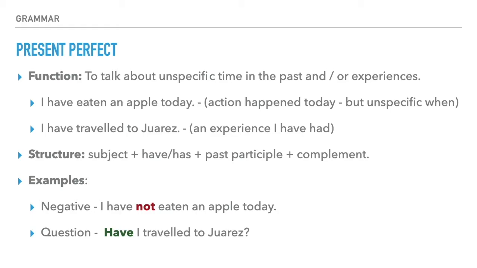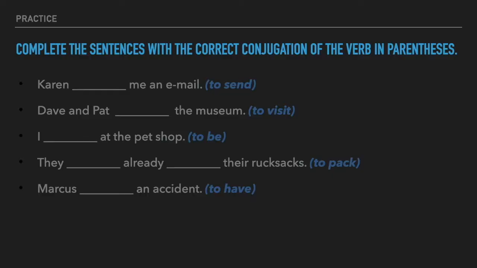Okay. So check it out, put it into practice. Complete the following sentences with the correct conjugation of the verb in parentheses. Take a couple of minutes. Just remember that we need to have the auxiliary and to put that verb in past participle. And that will make our sentence present perfect.